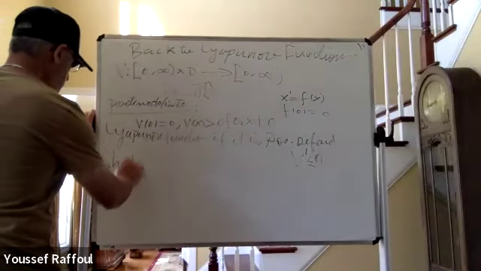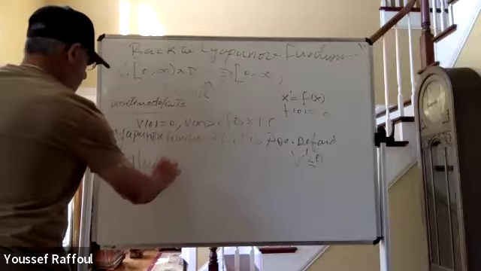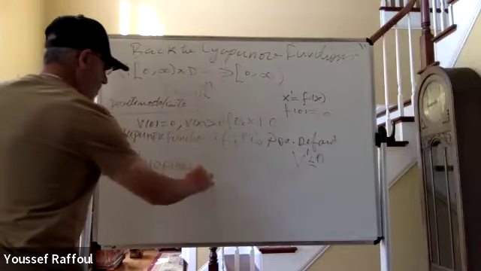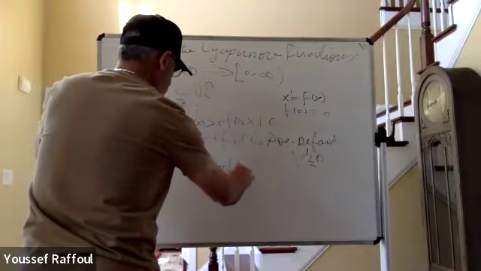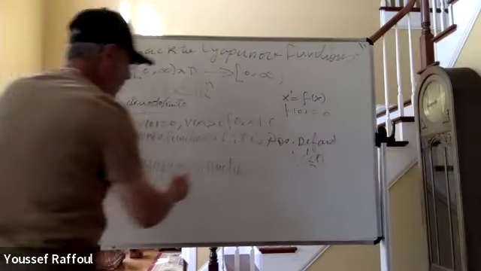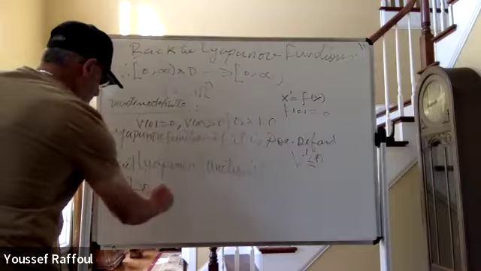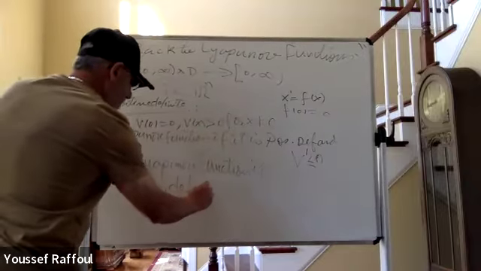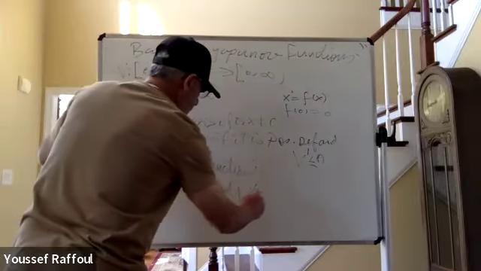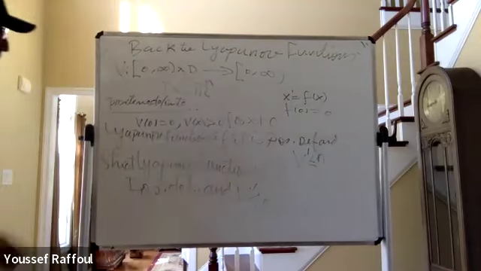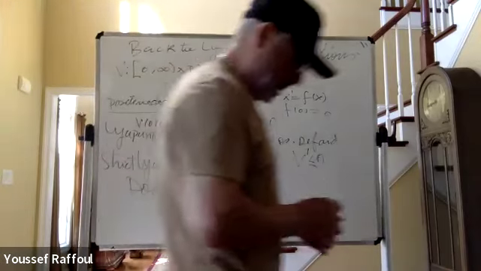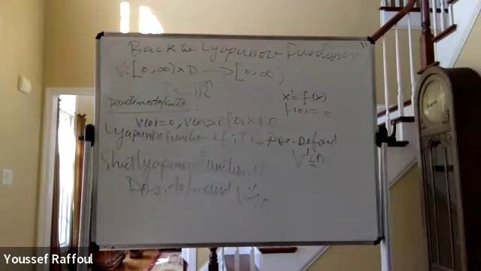Strict Lyapunov function if it is positive definite and V prime is less than 0. Okay? So this is basically, we're trying to summarize what we did last time. All right?